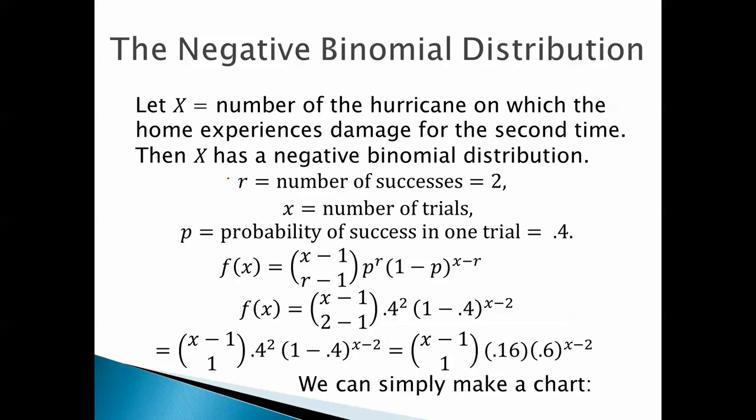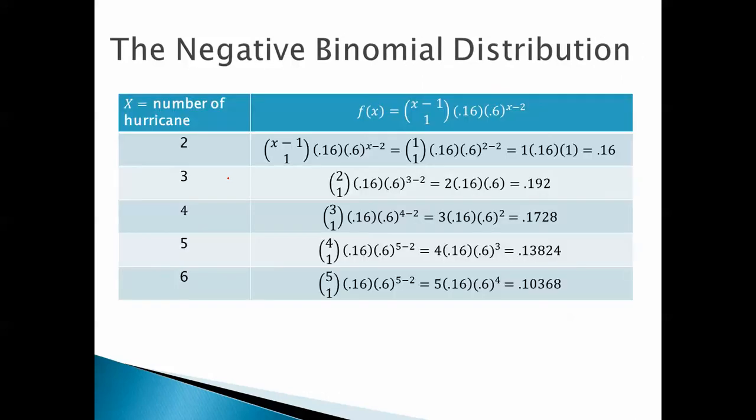F of x we've seen before, so f of x is going to be x minus 1, choose 2 minus 1. 2 is the number of, quote, successes, times 0.4 to the 2. 0.4 is the probability of success on a trial, times 1 minus 0.4 to the x minus 2. So that ends up being x minus 1, choose 1, times 0.4 squared times 1 minus 0.4 to the x minus 2. In other words, it's going to be x minus 1 choose 1 times 0.16 times 0.6 to the x minus 2.